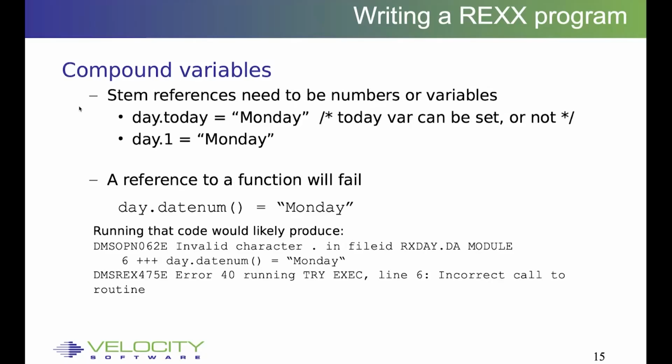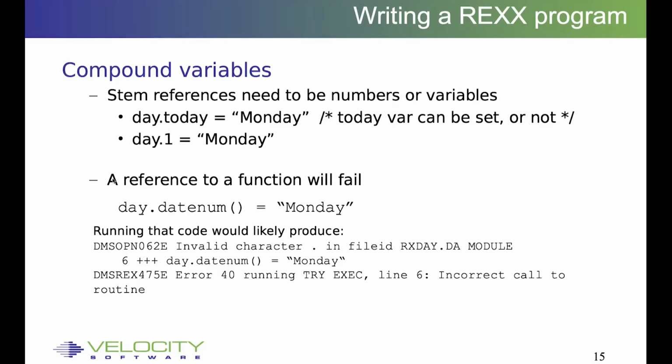Stem references need to be numbers or variables. So day.today is perfectly valid. Day.today, the today variable, does not have to be set. It can just be a term that you're using to reference what day today is. And you can initialize it to a value and use it in the program just like you would any other stem variable, just like day.1 equals Monday. So the stem value does not have to be a numeric value or even resolve to a numeric value. It can be a word.